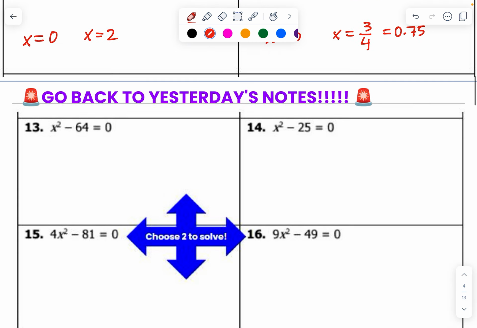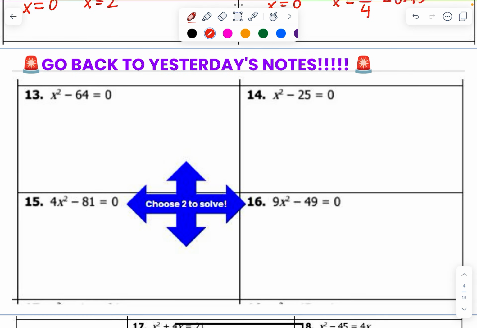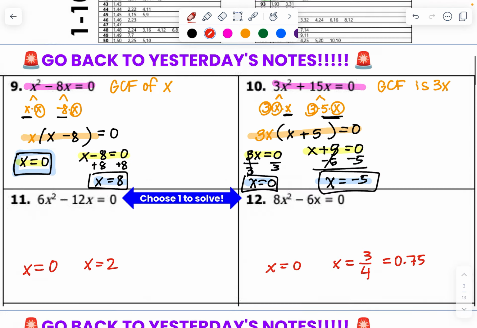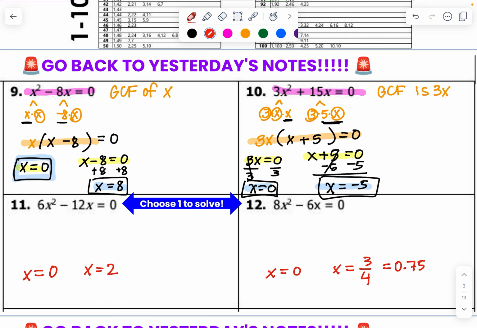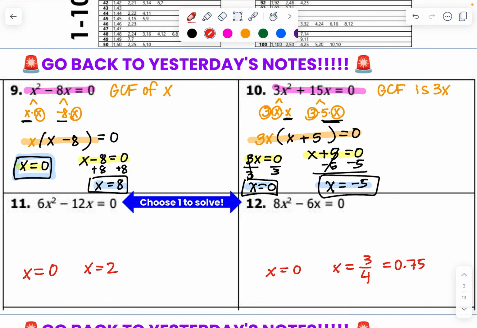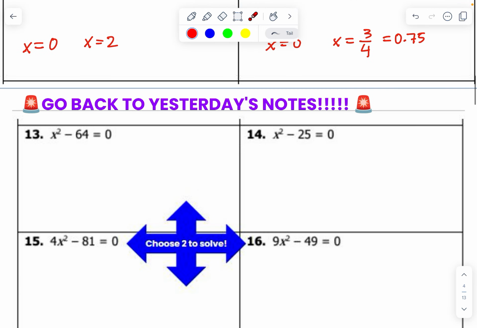Okay, we're going to move on to problems 13, 14, 15, and 16. And although, quick glance, they look to be the same as the last problems we just did, because they have two pieces, right? This problem had two pieces, x squared minus 8x. This problem had two pieces, 3x squared plus 15x. This had two pieces, 6x squared minus 12x. This had two pieces, 8x squared minus 6x. And all of these, 2, 2, 2, 2.